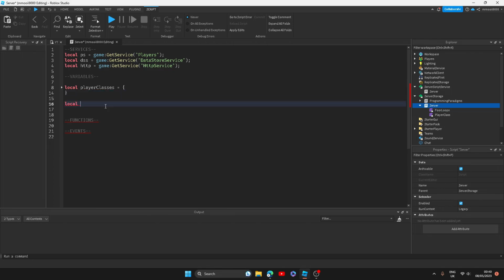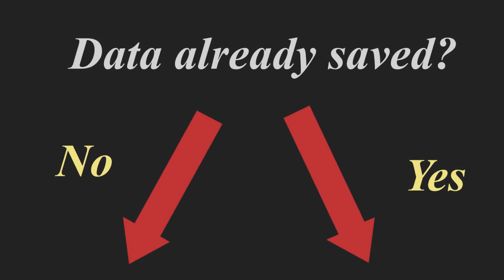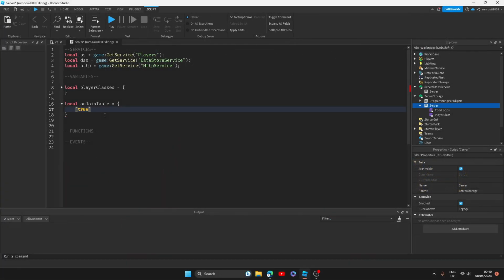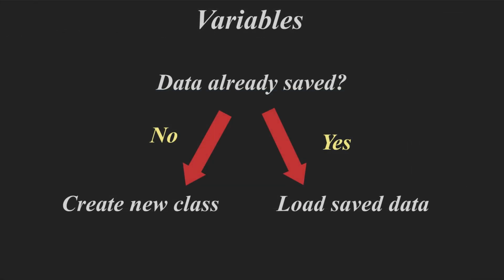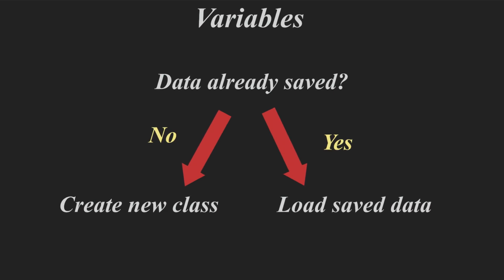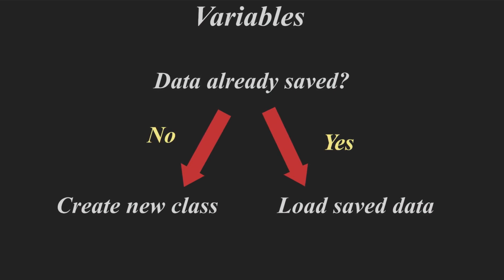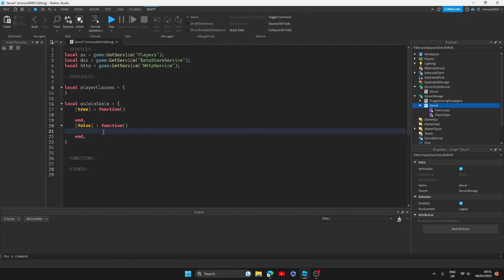So I also want to create this new table called on join table, and we're going to leave this blank for now, but what I'm going to be doing is checking to see if the player has already got data stored in the database, and if it does have stuff stored in the database, then we're going to create a function that runs if it's stored, and if it's not stored, which will be this false value, then we're going to run this function instead. And this just makes it so we can determine whether we need to create a new class for the user or we need to update a pre-existing one that's already existing inside the database.